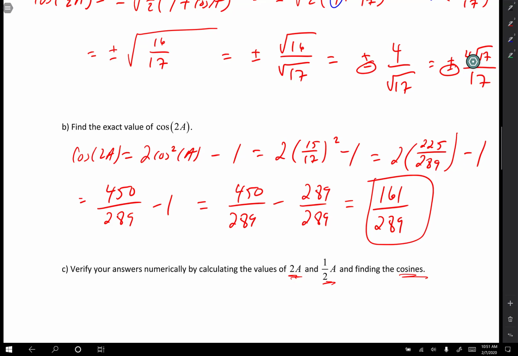Now let's try the other one, the double angle. Cosine 2A. Enter. I get 0.557. Let's see if 161 divided by 289 is that. And there it is. There's something funny going on with the last digit, but yeah, there it is. Cool or not cool? Yeah, we're good.